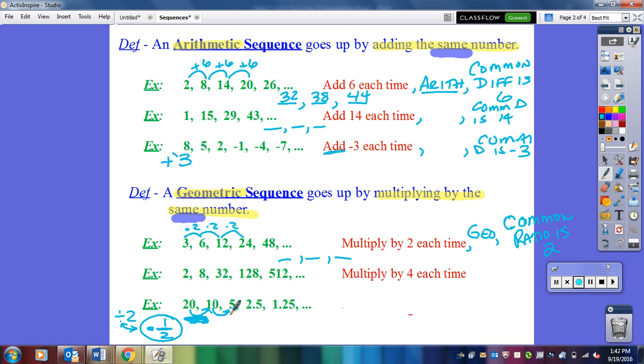Multiply that by 1/2. Multiply that by 1/2. Multiply that by 1/2. If you don't believe me, watch. 10 times 1/2. Well, the first step for working with fractions is to make them both fractions. And I multiply. 10 times 1 is 10. 1 times 2 is 2. And of course, 10 divided by 2 is 5. That's how I got from 10 to 5. So in this case, we would say it is multiply by 1/2 each time. We'd say it's geometric, and we'd say the common ratio is 1/2. The common ratio is 1/2. And you can still find the next couple numbers.